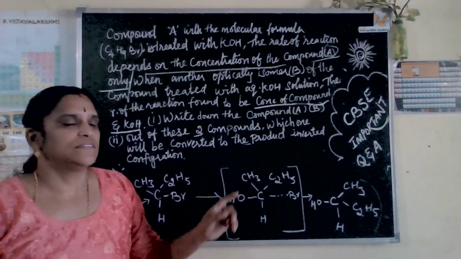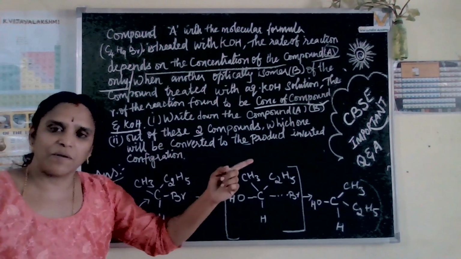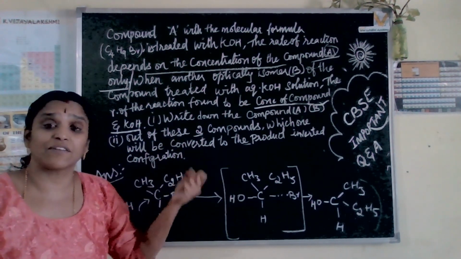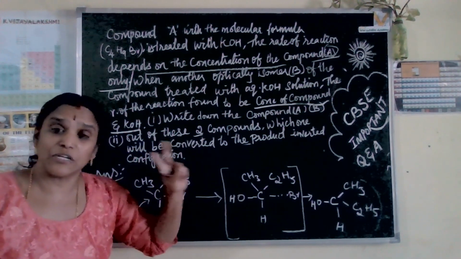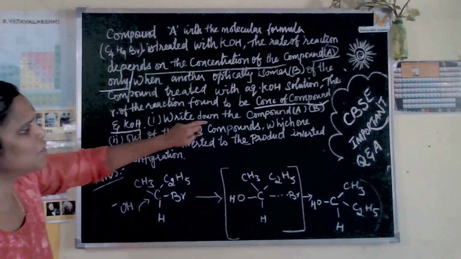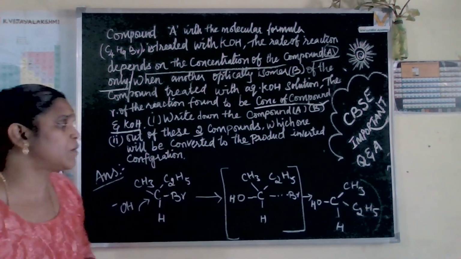Okay, so in that first question, it is a tertiary halide, SN1 mechanism. The second question, both of them have that concentration power, so that means SN2 mechanism, SN2 reaction. And the third one, write down that compound A and B. You know what the first compound is and what the second compound is.